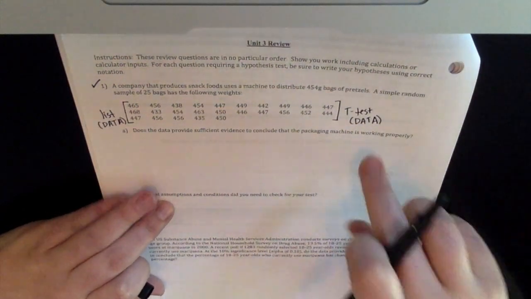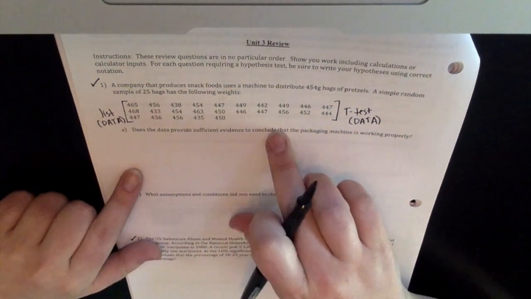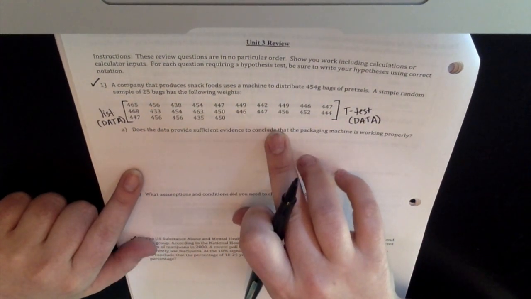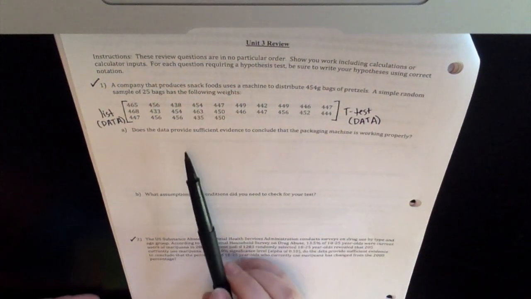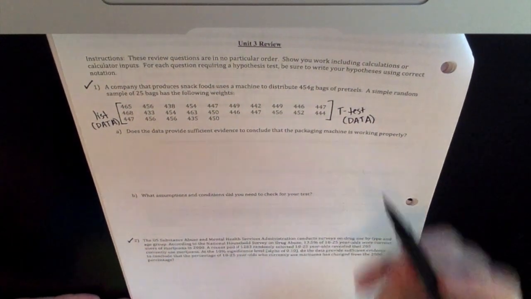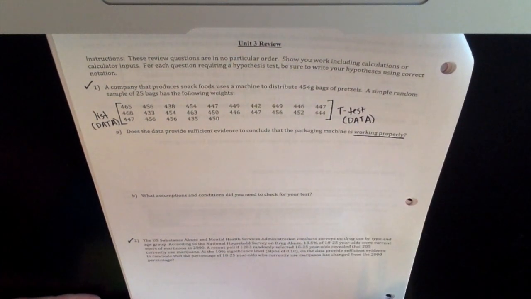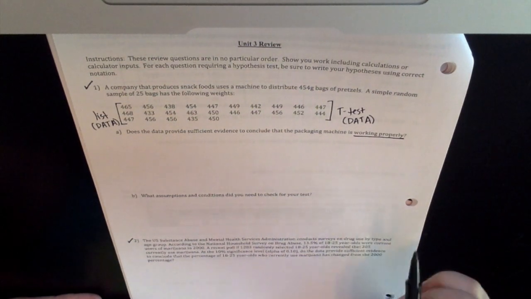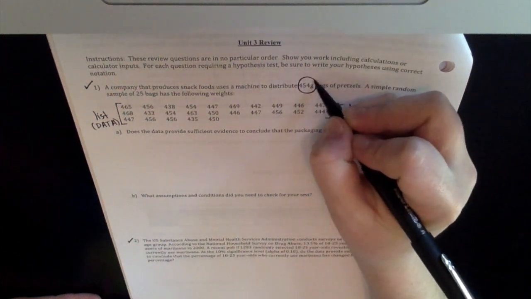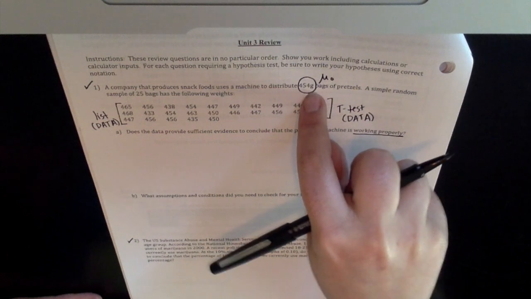Knowing that this is true, I already entered this list into my calculator, so at this point you may want to pause the video and just quickly enter that into list 1. This says, does the data provide sufficient evidence to conclude the packaging machine is working properly? Okay, so for a t-test on data, we only have to figure out what mu naught is. And that's the only other value given besides the n provided. So that's right here. This is the amount that the packaging machine is supposed to put in.